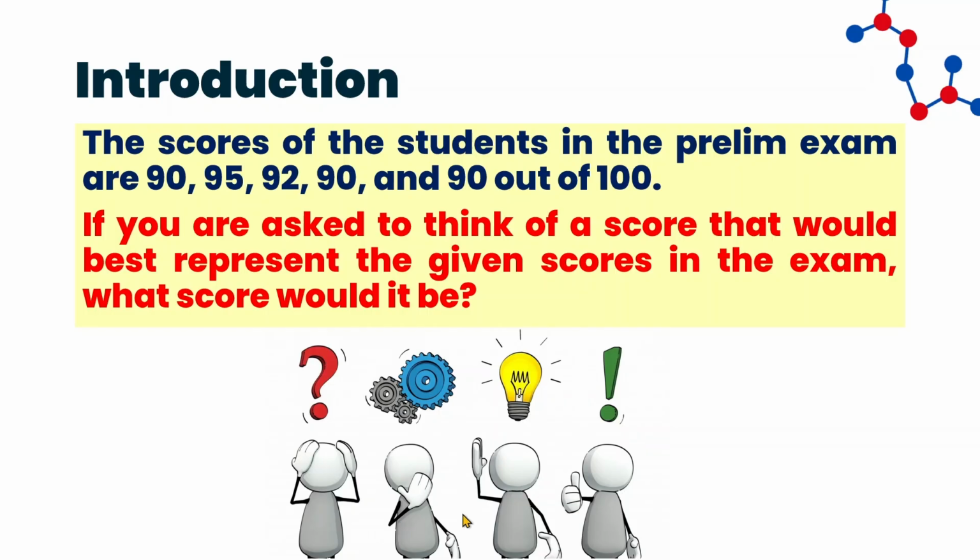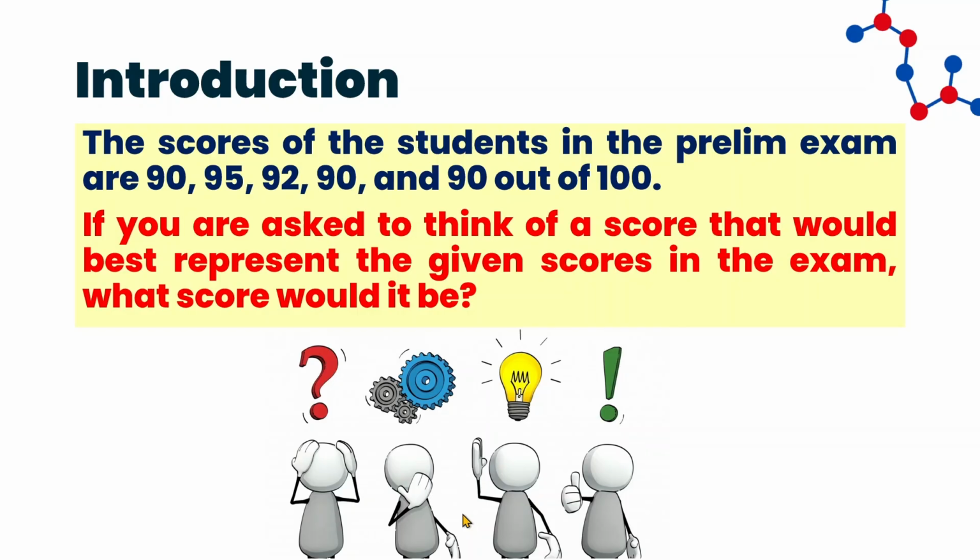For introduction, think about this. The scores of the students in the prelim exam are 90, 95, 92, 90, and 90 out of 100. If you're asked to think of a score that would best represent the given scores in the exam, what score would it be?